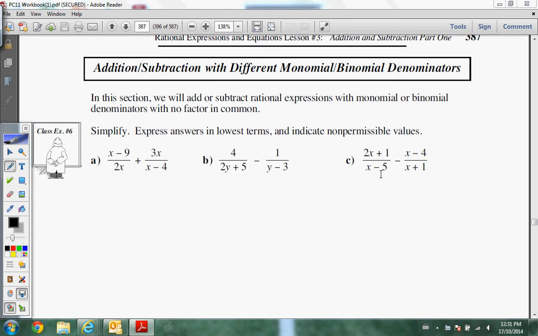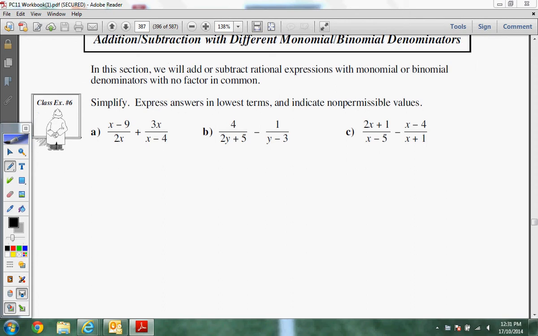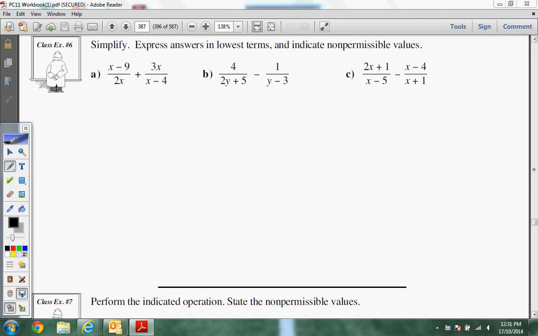Okay, so this is Unit 4, Lesson 3, Part 2. Simplify and express answers in lowest terms. Indicate the non-permissible values. So let's do the non-permissibles first. Remember, what do we say about non-permissibles when we're talking about rational expressions?